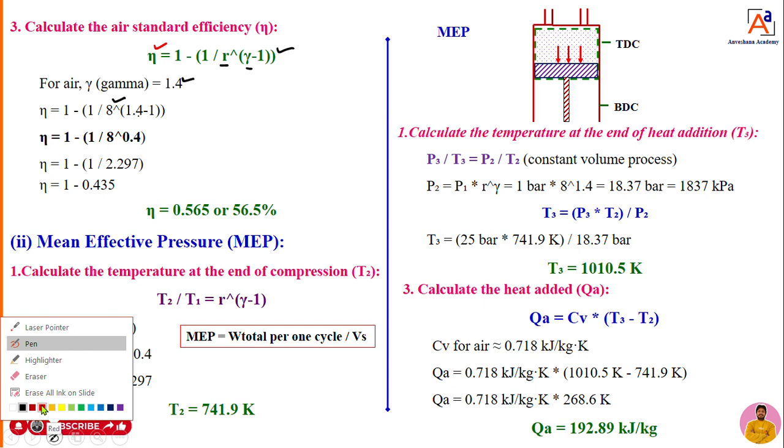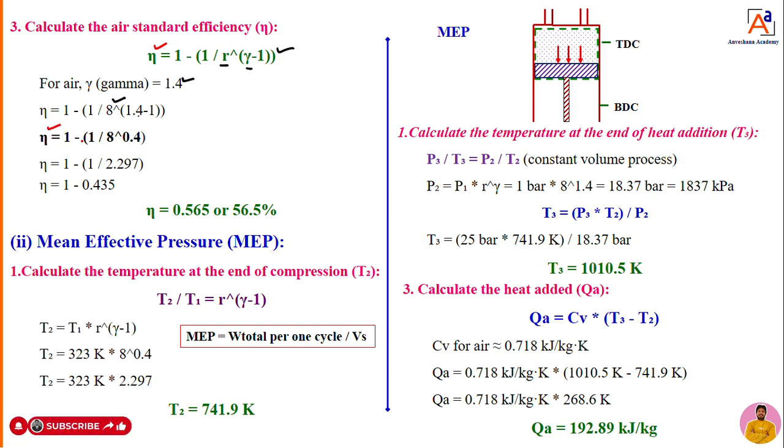Then we are going to get the value here. Eta is equal to 1 minus 1 divided by 8 to the power 1.4 minus 1, which is 0.4. Now eta is equal to 1 minus 1 divided by this value, 2.297. Now do the simplification: 1 minus this much, and we get 0.565. That is the eta value. Then multiply by 100, and we get eta equal to 56.5% as the efficiency. That means the Otto cycle efficiency, or we can call it the air standard efficiency. The first parameter is done now.